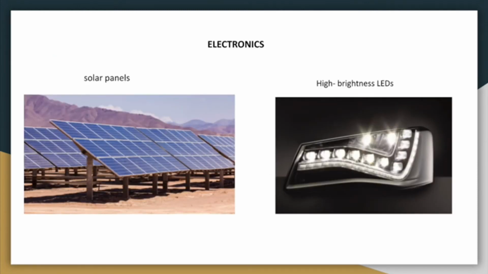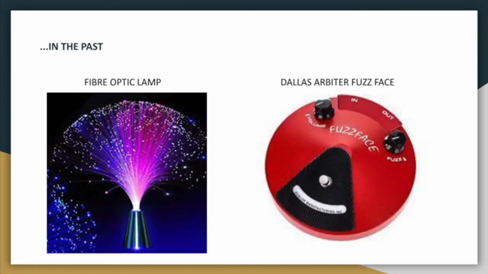Furthermore, it can be used in the electronic field. For instance, solar panels are a major use of germanium. Moreover, high-brightness LEDs for automobile headlights could be another important application. Germanium phosphors can also be found in fluorescent lamps. Another kind of lamp with optical fibers made of germanium is the fiber optic lamp, which was particularly famous during the 70s. Nowadays, people can find them in vintage stores.